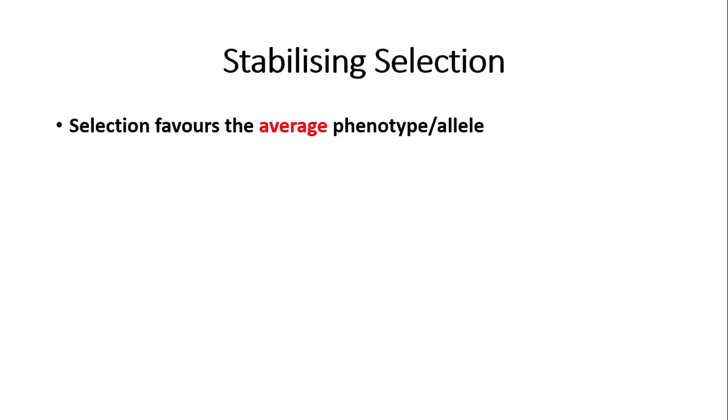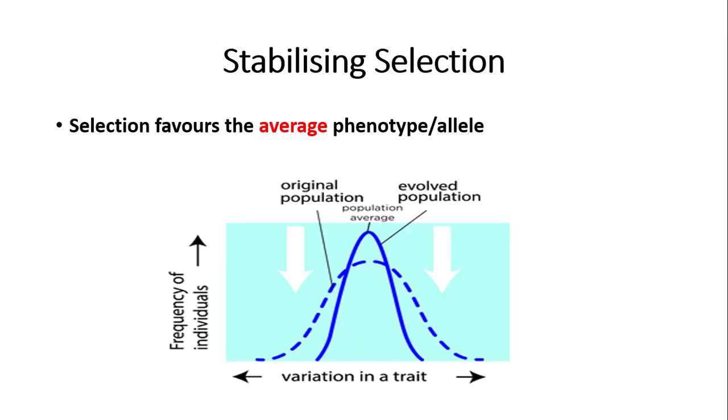The next type that you will have already covered at AS is called stabilizing selection, which is when selection favours the average phenotype or allele. And as I said in my AS video about this, an example is birth weight of babies. So obviously babies which have an average birth weight in the middle are more likely to survive because they are less likely to be susceptible to complications. And the effect on the normal distribution curve is that the curve becomes more narrow, as the highest frequency will belong to the average trait.